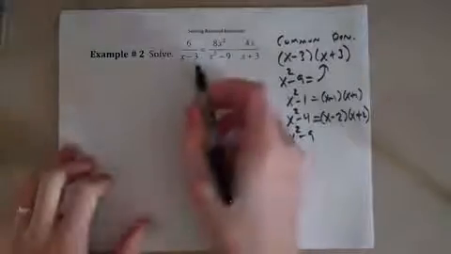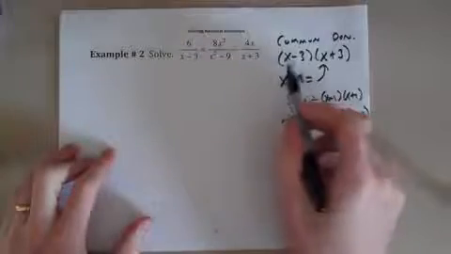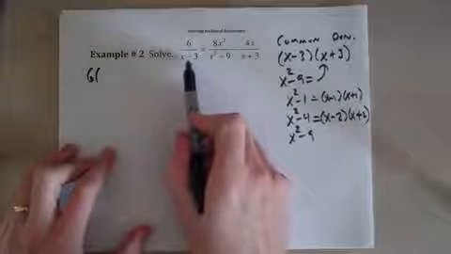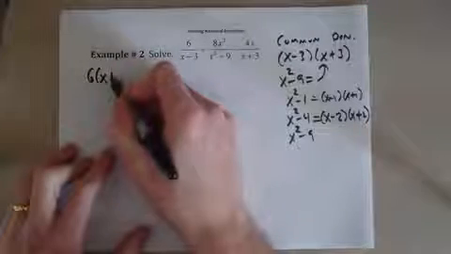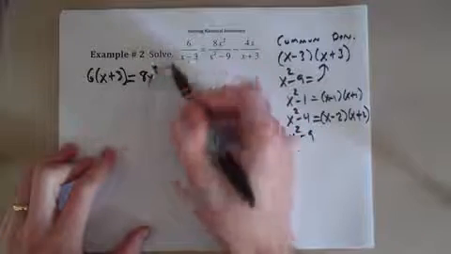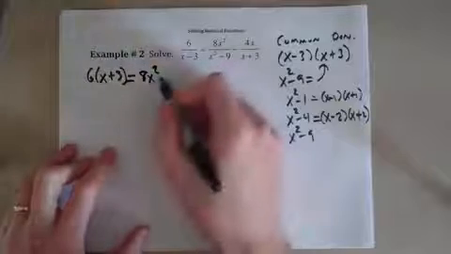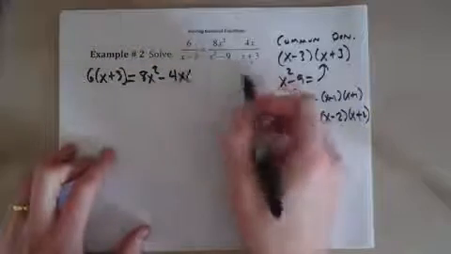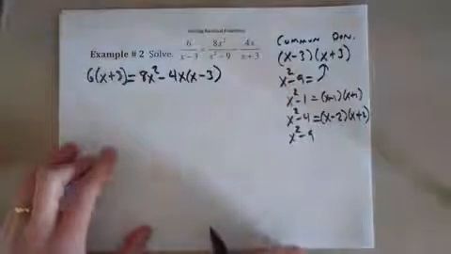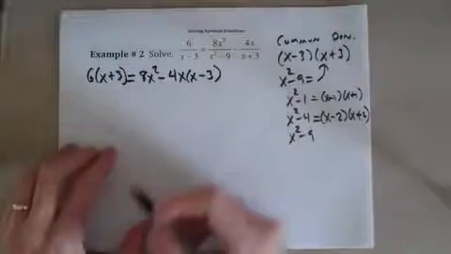Okay, let's see. Let's just start by multiplying both sides by x minus 3 times x plus 3. Well, this term here lacks an x plus 3. This term, 8x squared, lacks nothing. It has an x squared, it has an x plus 3 and an x minus 3. And this term here lacks an x minus 3. Okay, so we're going to expand and then condense.